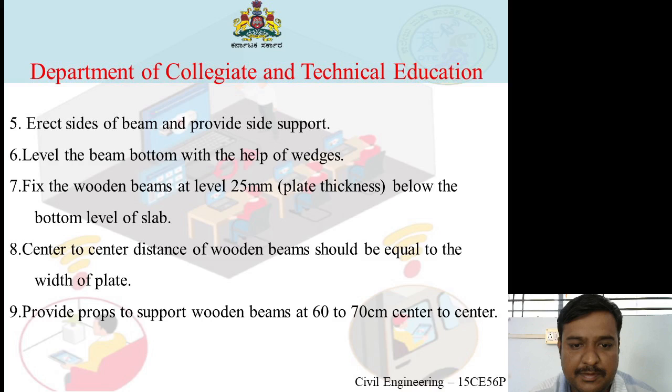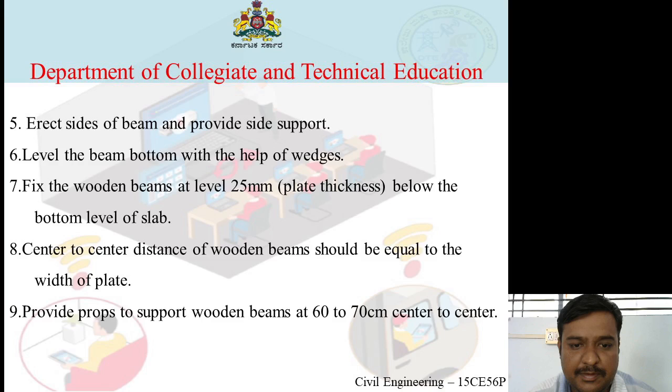Lay the plates over the wooden beams such that the corners of the adjacent plate should be at the same level. Use the adjustable plates or planks at the ends when the gap is less than the width of the plate. Then level the surface with the help of a level tube by adjusting the props. So the surface, with the help of a level tube, by adjusting the props we should level the surface.